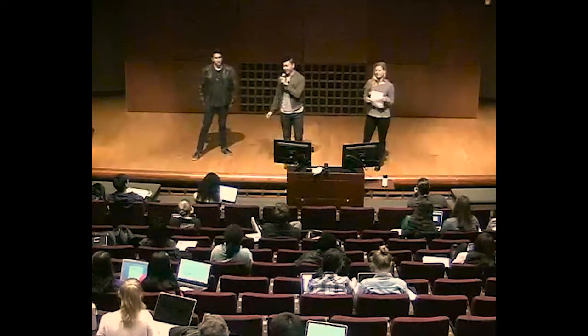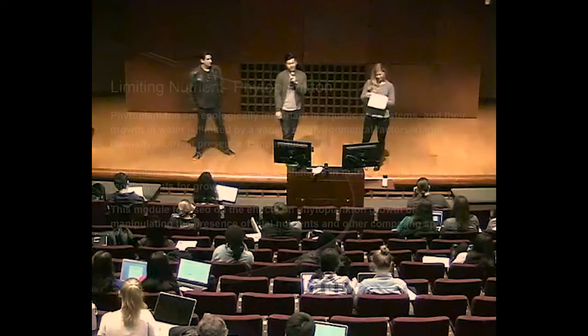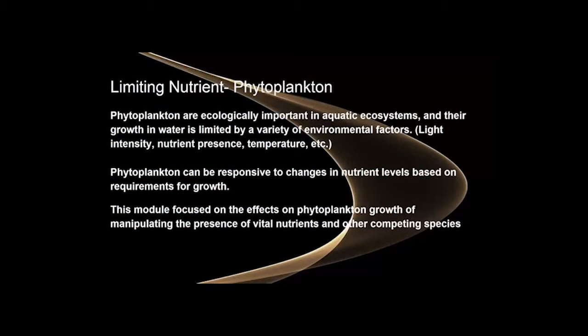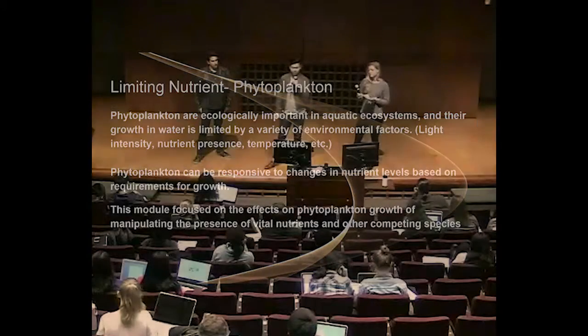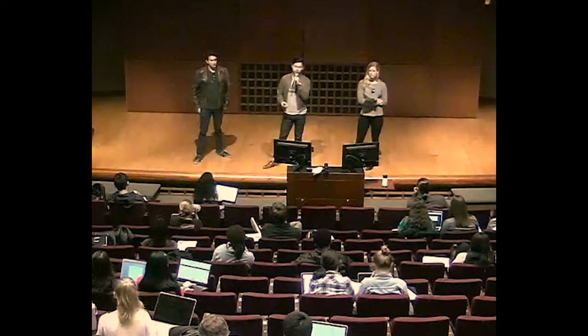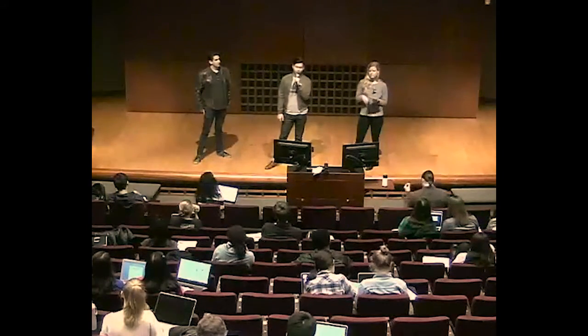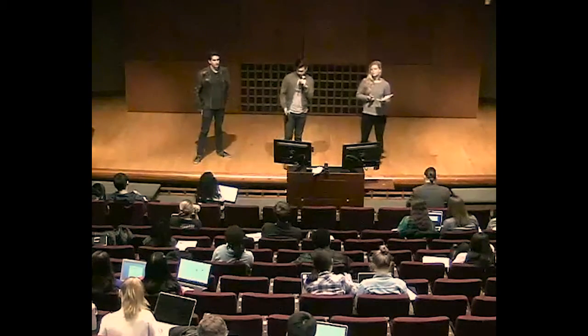So moving on from that wonderful analogy to the specific context in which we used limiting nutrient, which was phytoplankton. So just thinking back to lab now. Phytoplankton are ecologically important in aquatic ecosystems. They form a very large portion of that energy chain, and their growth in water is limited by a variety of factors. This might be light, nutrient presence, temperature, et cetera. So in this module and in lab, we focused on the effects of manipulating the presence of vital nutrients as well as the presence of other competing species on phytoplankton growth.